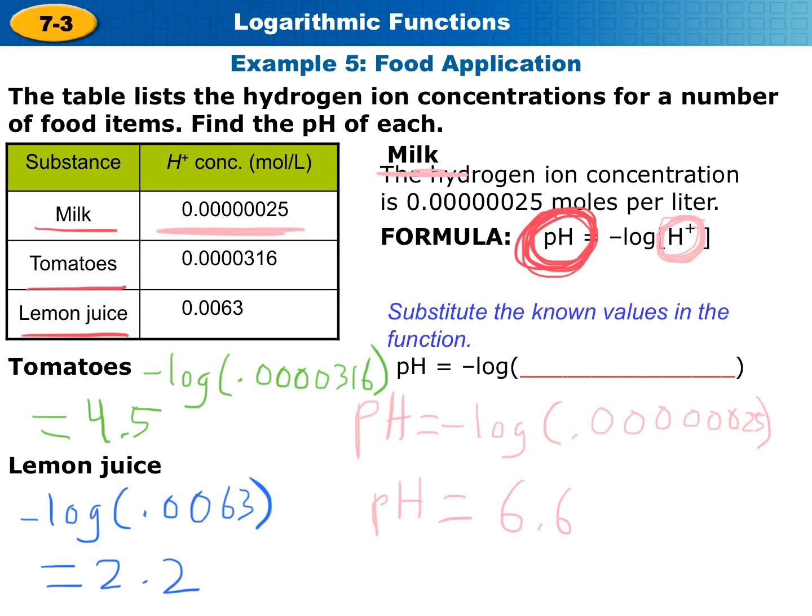And those of you who had chemistry, this should make sense because lemons are more acidic than tomatoes, and tomatoes are more acidic than milk. Okay, that's it for lesson 7.3.